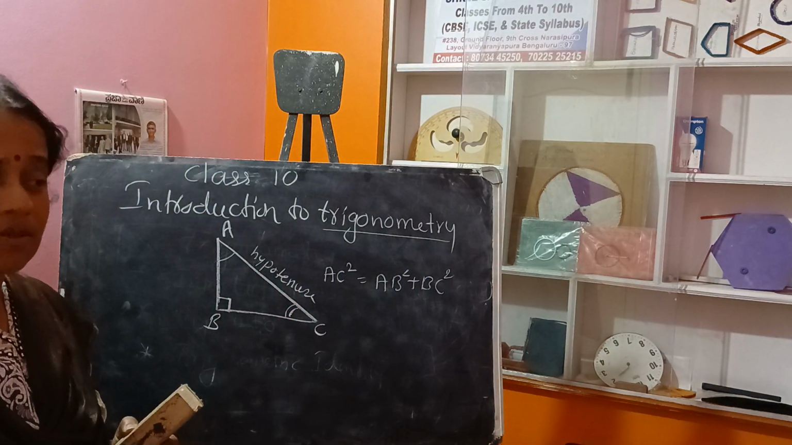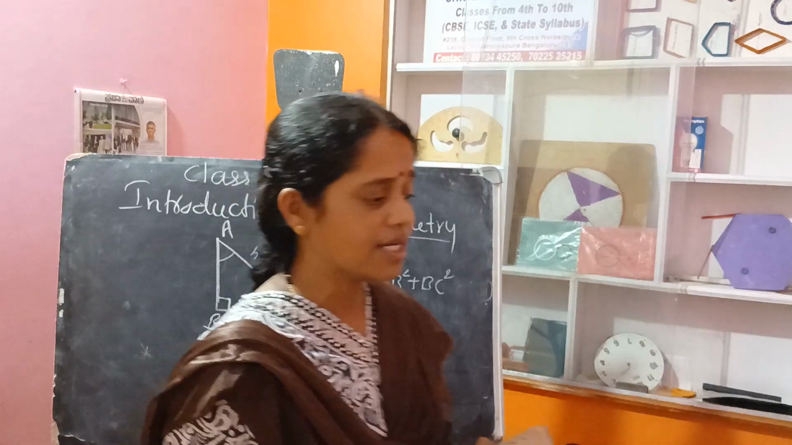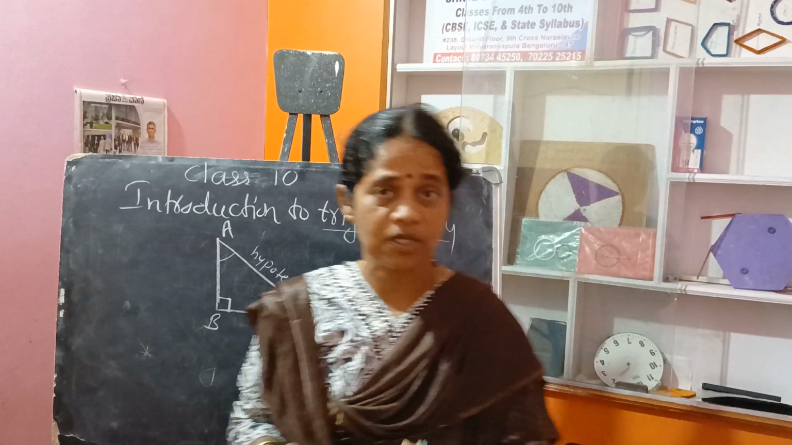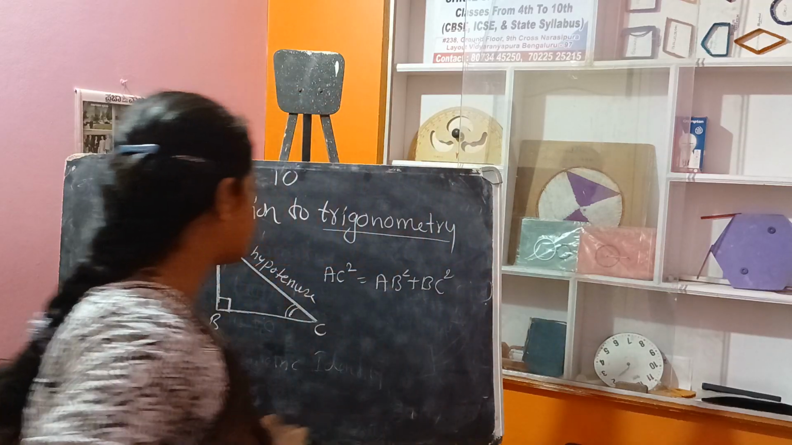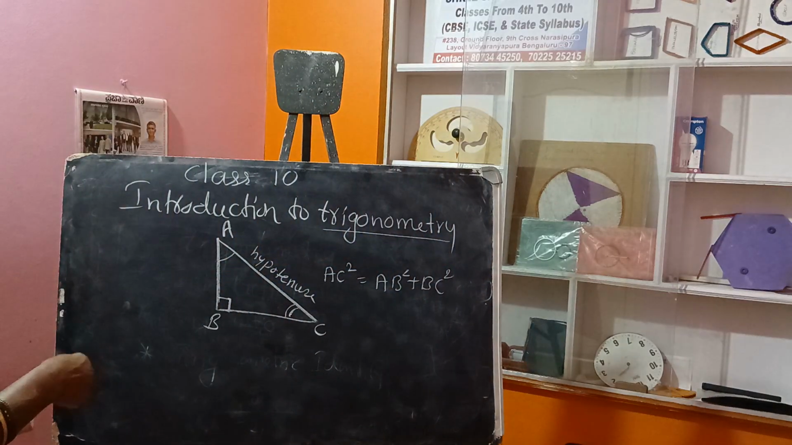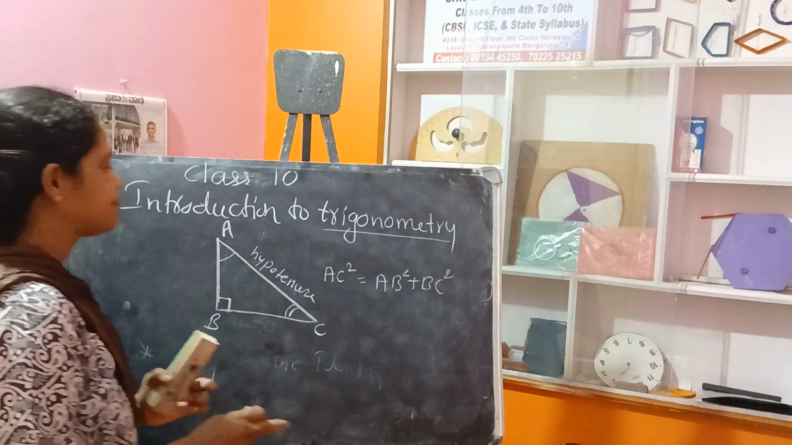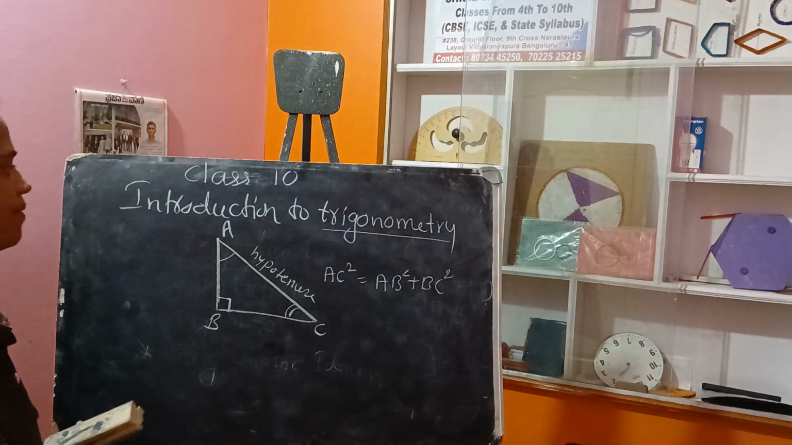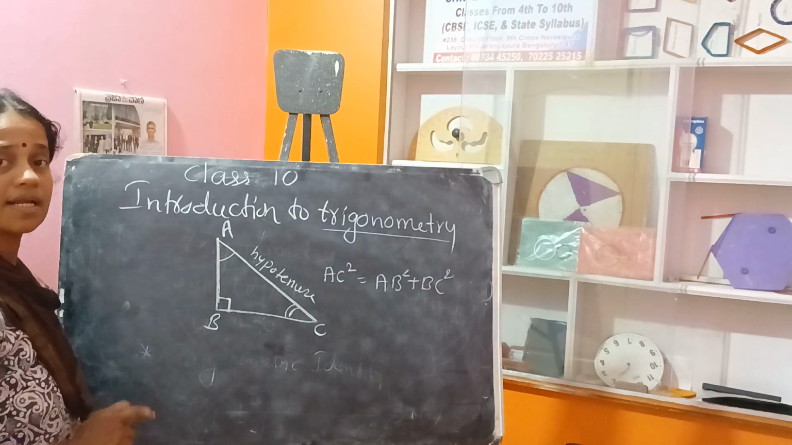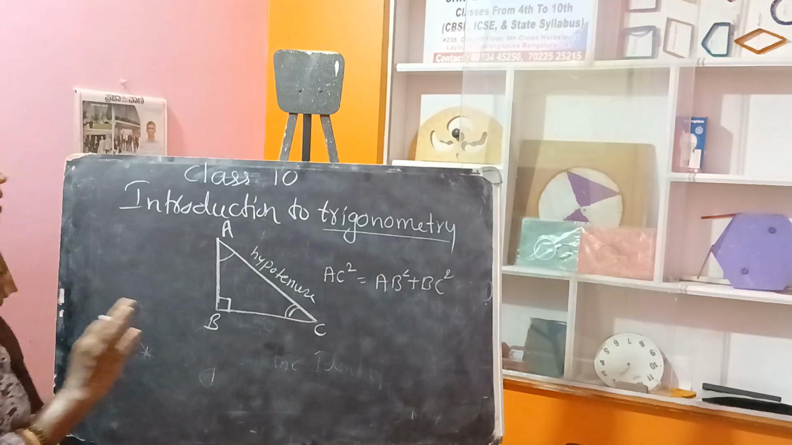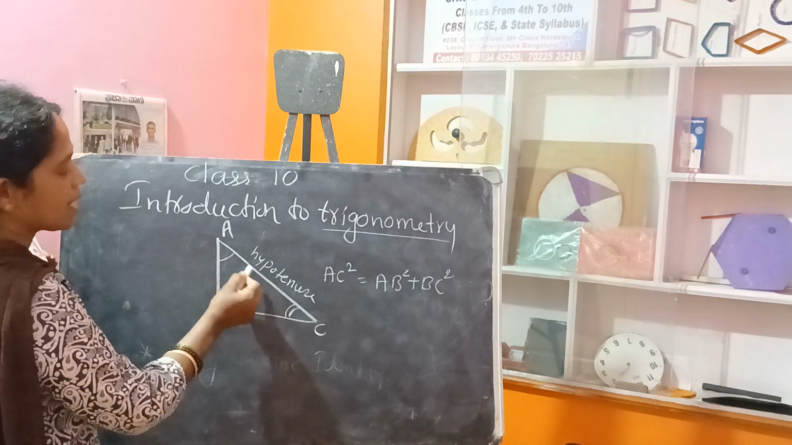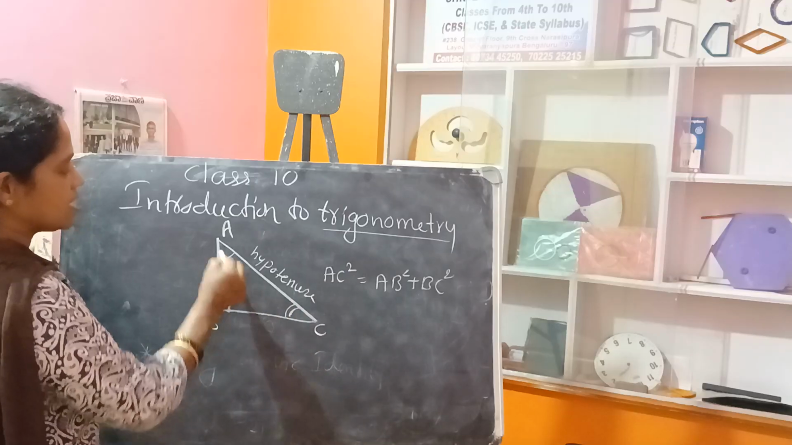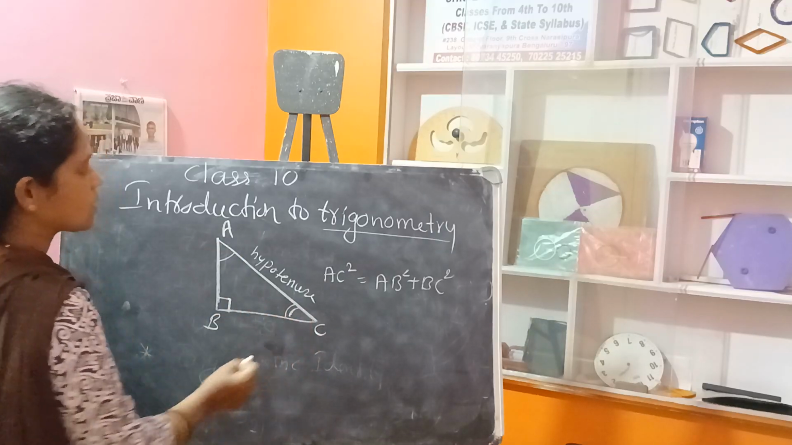So once again, you have to recall when you are starting a new lesson, trigonometry. You should recall the concepts from previous classes and what you are going to learn in the present class. Once you revise everything regarding the right angle triangle, very beautiful triangle, we come back to the simple: AC square is equal to AB square plus BC square.